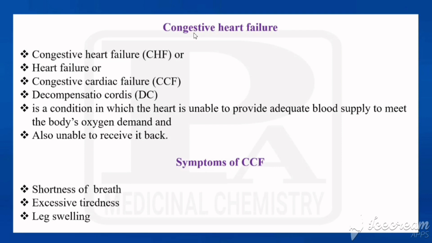Students, in this class we are going to see drugs used in the treatment of congestive heart failure. It can be called CHF, heart failure, congestive cardiac failure, CCF, decompensatio cordis, etc. It is a condition in which the heart is unable to provide adequate blood supply to meet the body's oxygen demand and also unable to receive it back. That is called congestive heart failure.